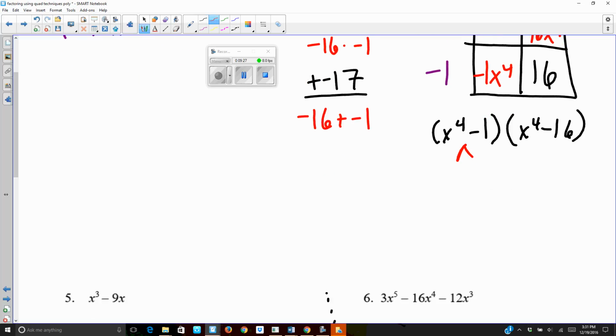Both of these are perfect square problems. Difference of perfect squares. The square root of x to the 4th is x squared. Square root of 1 is still 1. The square root of x to the 4th over here is x squared. The square root of 16 is 4.